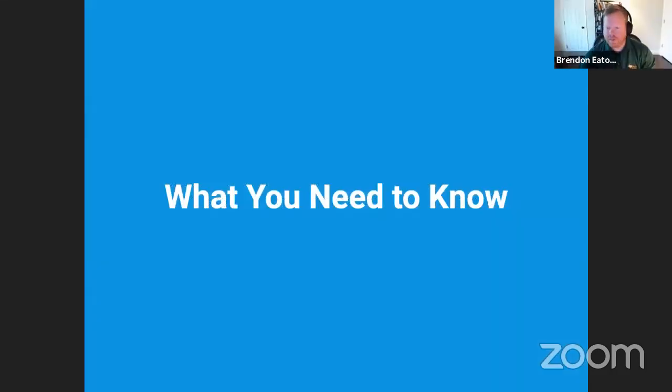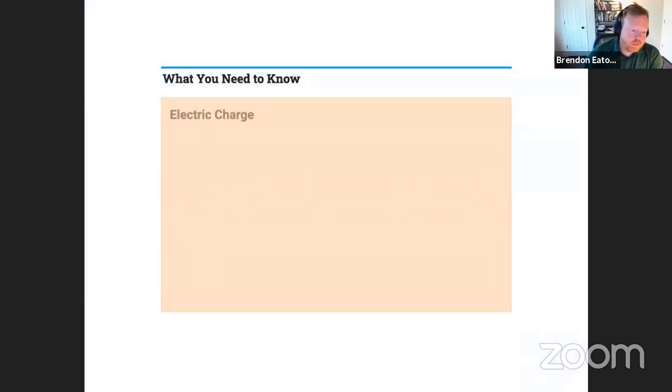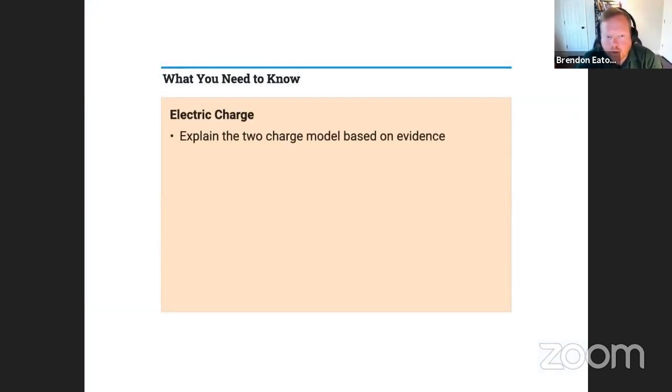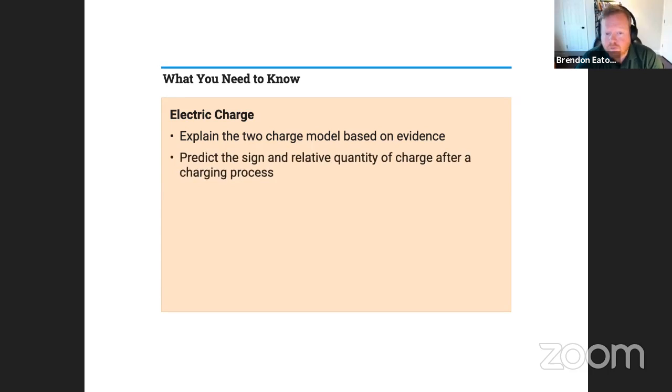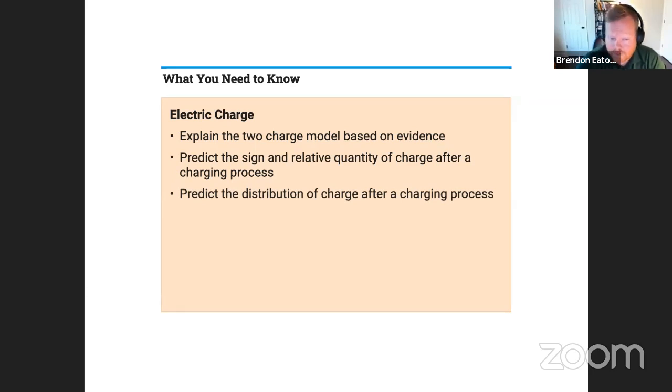And here's what you need to know from today's lesson. So first off, with electric charge, we're going to explain the two-charge model based on evidence. You need to be able to predict the sign and relative quantity of charge after a charging process. You should be able to predict the distribution of charge after a charging process.